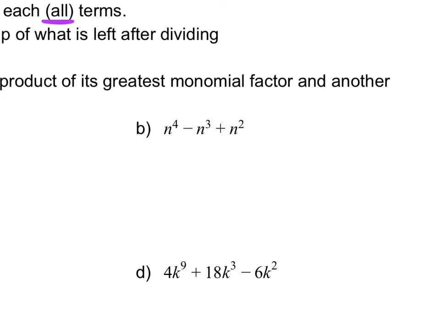This one. So it looks like you have n squared at least in all of them. So n squared times what is n to the 4th? That'd be n squared. N times what is negative n to the 3rd? That would be negative 1n, or you could just say negative n. And n squared times what is positive n squared? That's just positive 1.